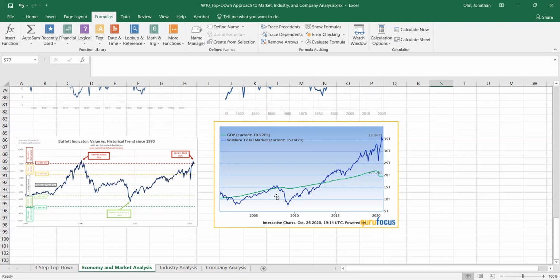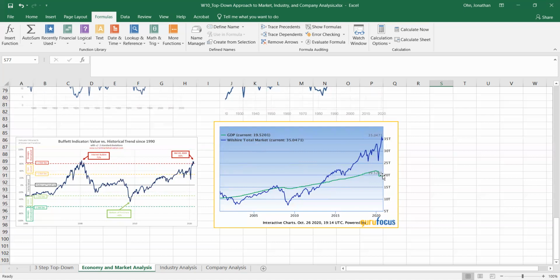But recently, if you look at this one here, this is GDP, and this is the Wilshire 5000. They were around together, but recently, 2010, especially 2014 and above, what do you see? The Wilshire, the stock market value, increased much higher, faster than GDP.